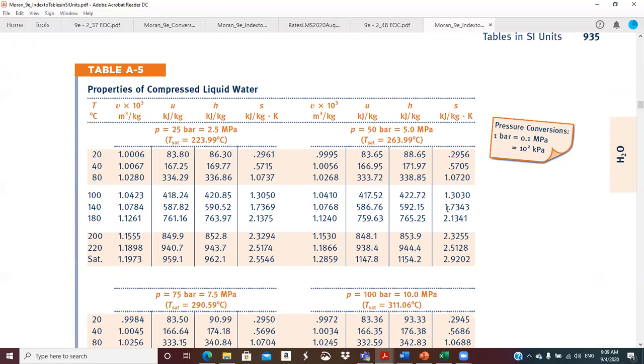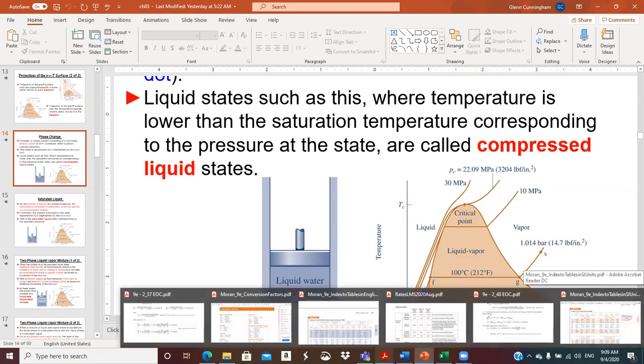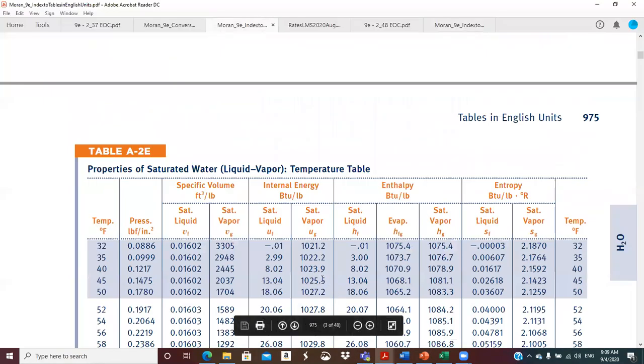So anyway, let's go back to this for a second. If I heat this up at this pressure, 1.014 bar, or 14.7 psi, to the dome, then I'll be saturated at 100 degrees C or 212 F. So I can go back to my tables. Let's go to this one.